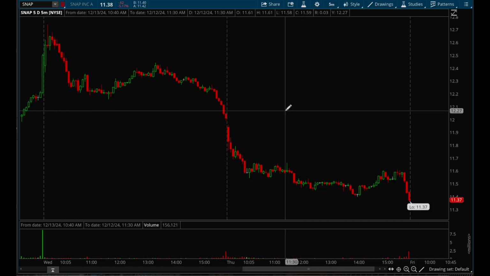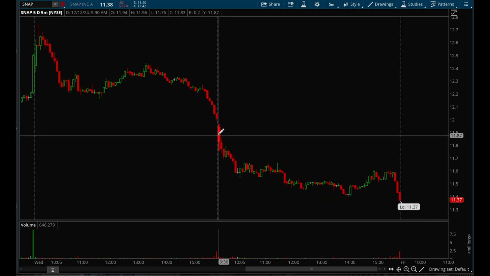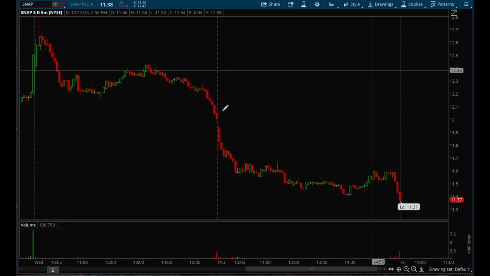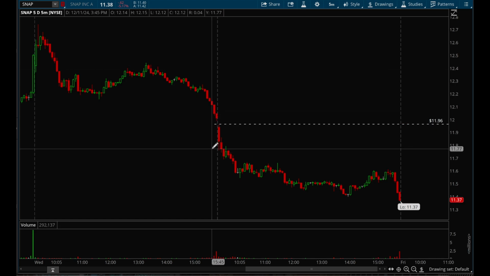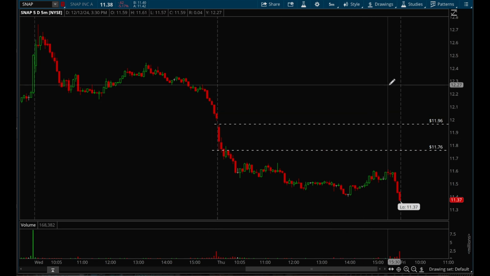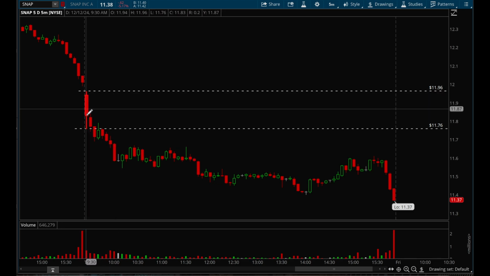So let's go through a 5-minute chart example here. This is the first 5-minute bar of the day today, and this is the 5-minute bar high, and this is the 5-minute bar low. Pretty simple so far, right? The 5-minute opening range break is basically you go long if the first 5-minute candle high breaks, and you go short if the first 5-minute candle low breaks.